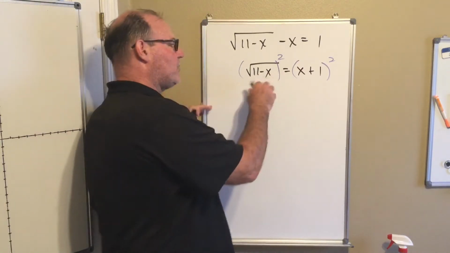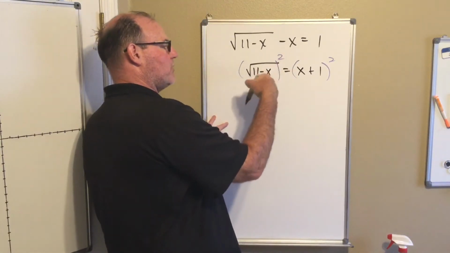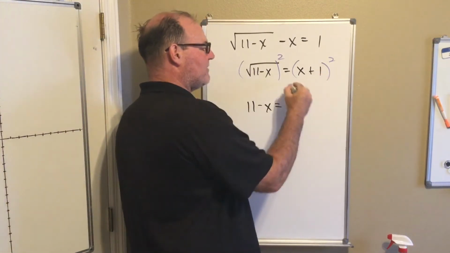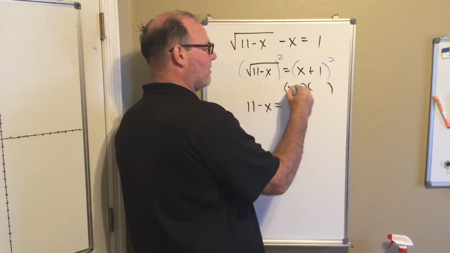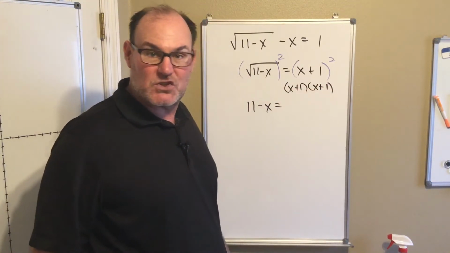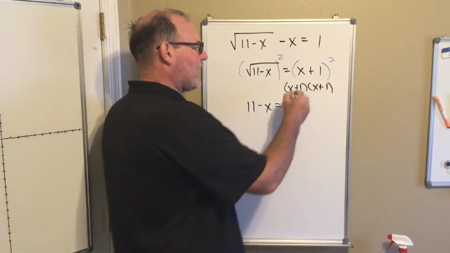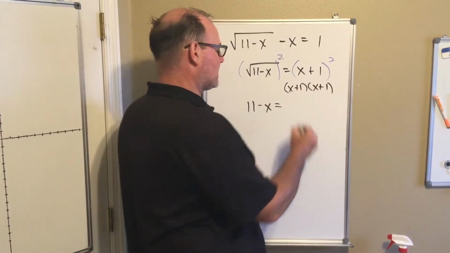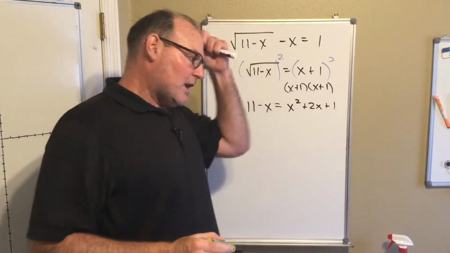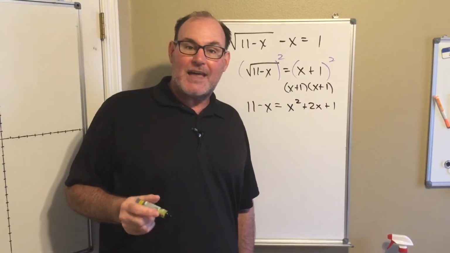The left side, when I square that square root, the square root of 11 minus x squared is 11 minus x. The right side, if you need to, in order to remind yourself, write down your x plus 1 times x plus 1. That's what it means to square your binomial. And when I FOIL, my firsts, outers, inners, lasts, I get x squared plus 2x plus 1. This time I have a quadratic that I have to solve.